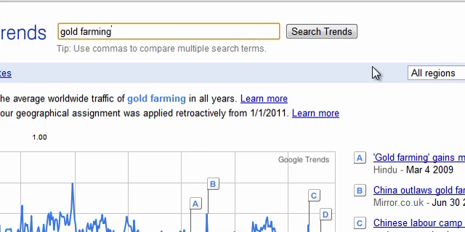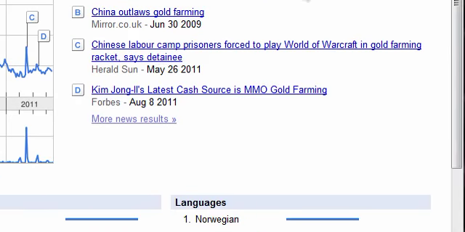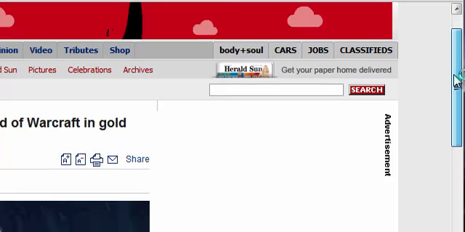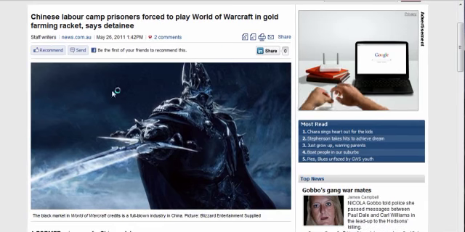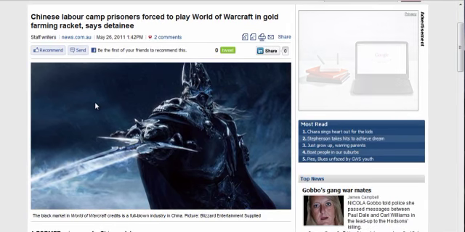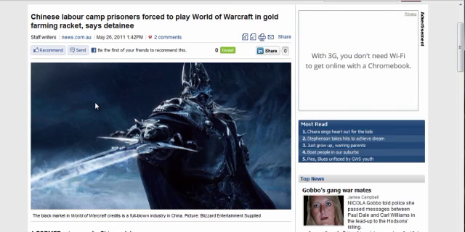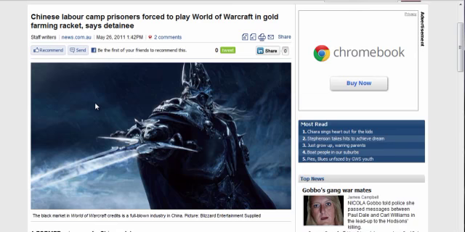So what immediately jumps out to me, especially a recent article, which was May. Let's take a look at this. Chinese labor camp prisoners being forced to play World of Warcraft. If you know anything about this niche, you know that one of the most important parts of this game is being able to afford to raise your character, to be able to buy equipment and arms and do research into talents that they have. In order for that to happen, you need Warcraft gold.